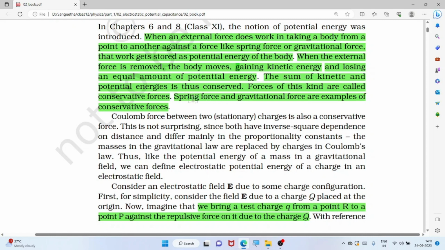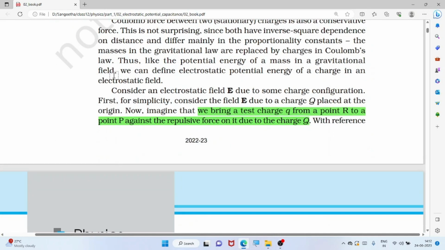That is, when we add both, when potential energy increases, kinetic energy decreases. Kinetic energy increases, potential energy decreases. That sum is conserved. Forces of this kind are called conservative forces. Spring force and gravitational force are examples of this kind of force.